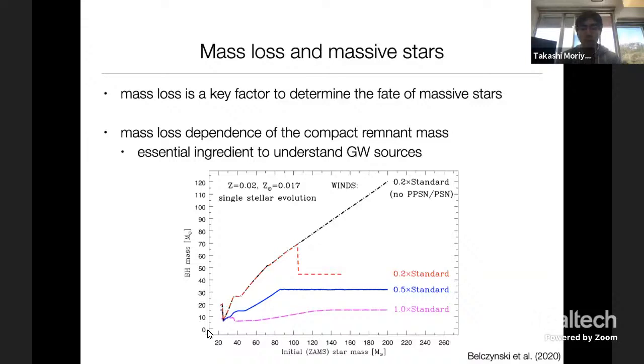evolution. This is one example showing the importance of the mass loss in determining the black hole masses in this case. So this is the main sequence mass, and this axis is the black hole mass resulting from this initial mass. And with the standard mass loss rate, you expect this relatively low black hole mass, but just by changing this mass loss rate by a factor of 2, then you get a remnant mass very different from this standard value. So to understand what the progenitor of these gravitational wave sources is, this understanding of massive star mass loss is quite essential.